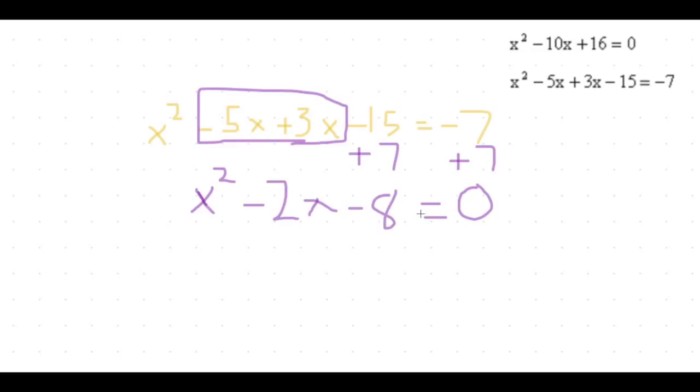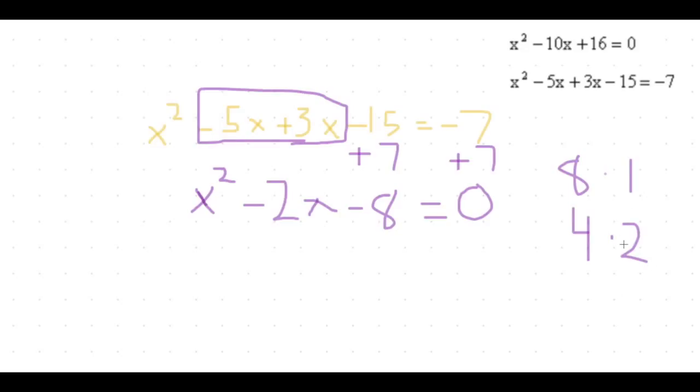Now, what do we do in this scenario? We have negatives running around and things are just a bit messy. So what should we do? Well, let's figure out our multiples of 8 and let's go from there. So our multiples of 8 are 8 times 1 and 4 times 2.